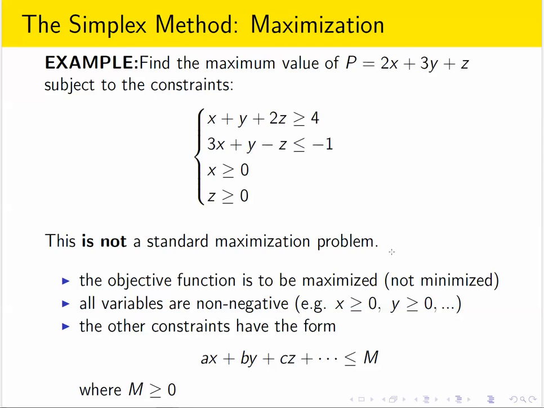So again, this is our list of conditions for calling something a standard maximization problem. The first condition is satisfied, but as we can see, the second condition is not satisfied because we don't know that y is non-negative. And the third condition is not satisfied for different reasons. Wrong direction of the inequality for the first constraint, wrong sign of the right side for the second constraint.